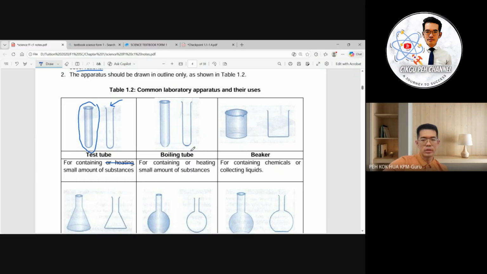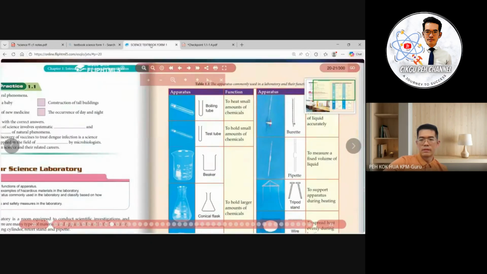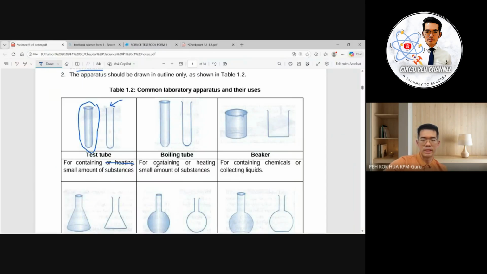Then the boiling tube will be more on heating. So here, heat small amount of chemical substance. So we cancel out containing now. So for heating small amount of substances, that's why we call the second apparatus a boiling tube. 因为我们要沸腾嘛. Okay, then beaker for containing chemical and collecting liquid.